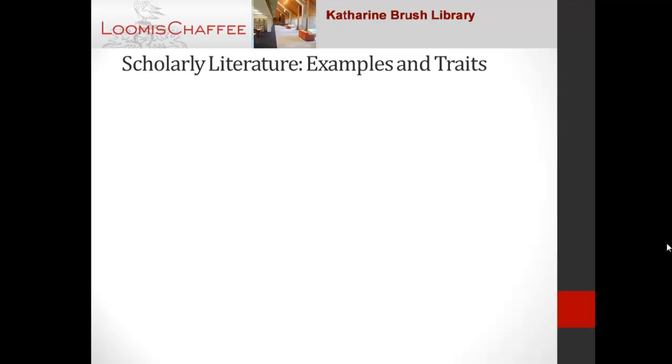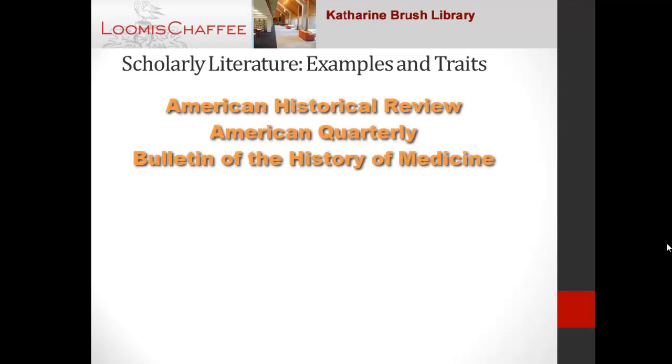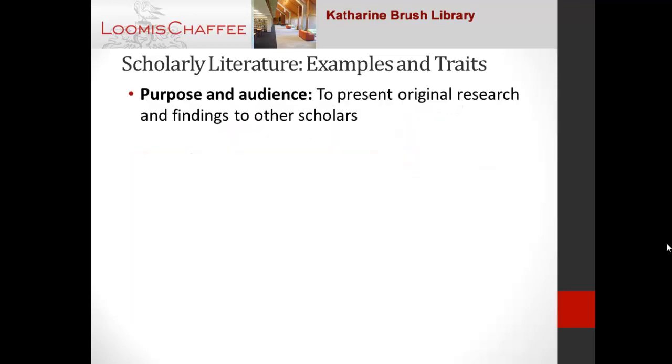Scholarly journal literature is found in academic journals published at regular intervals. These journals often have titles containing words such as review, quarterly, and bulletin. Unlike in the case of popular literature, the overarching purpose of scholarly journal literature is to present original research and findings to an audience of scholars in and students of a specific academic discipline.